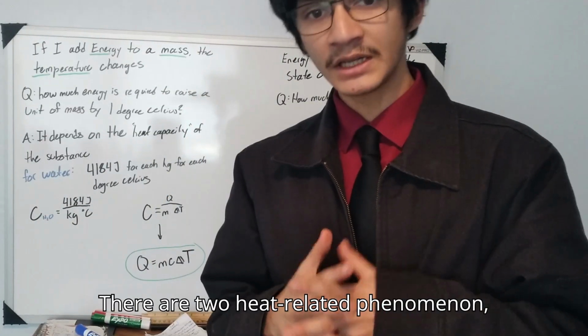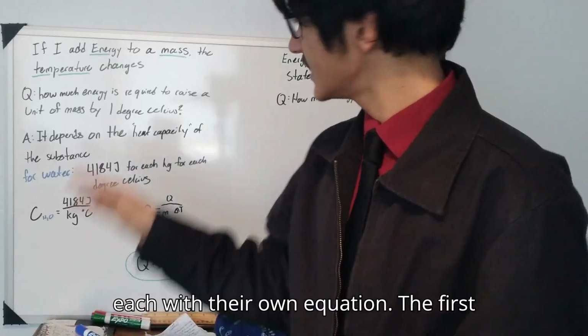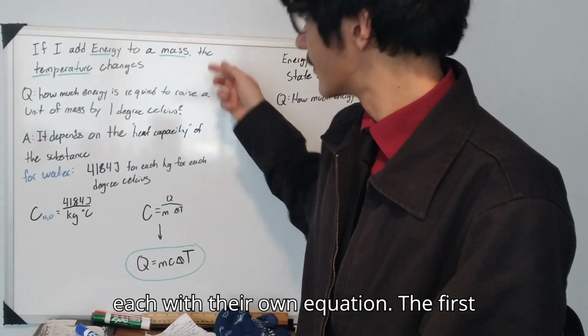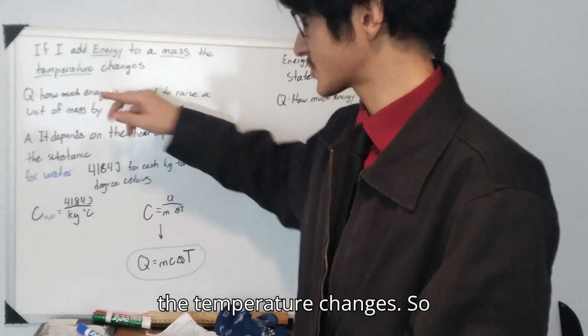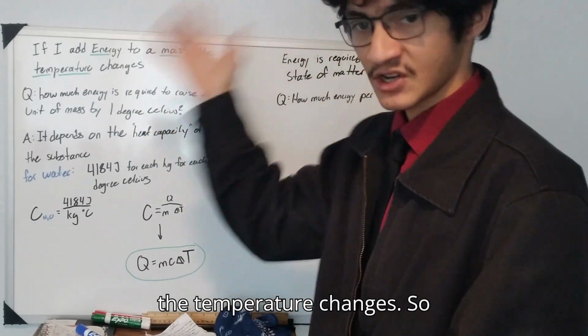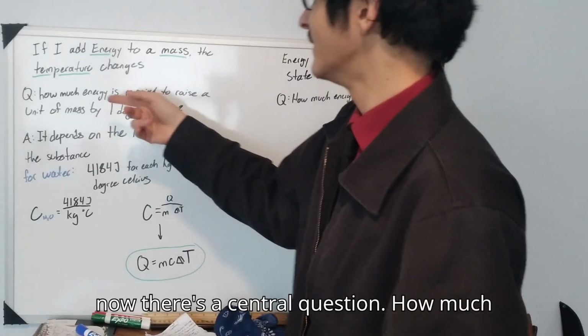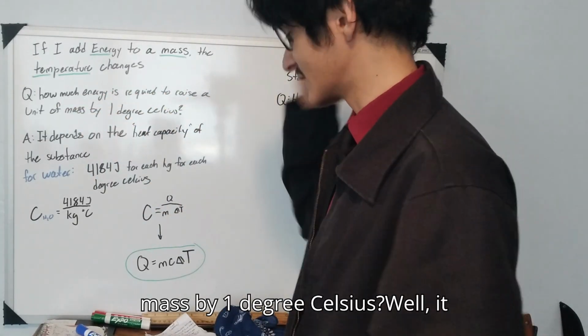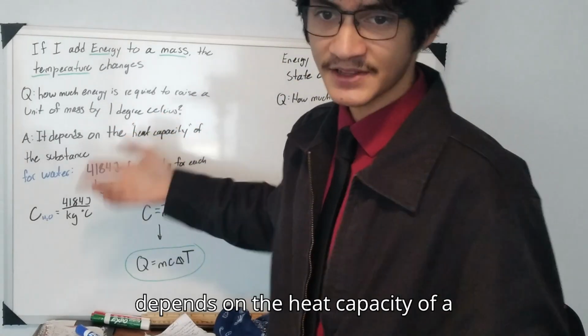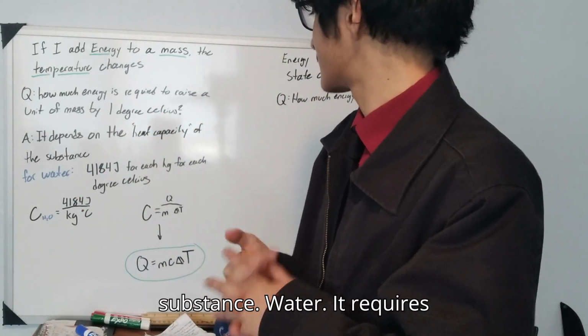There are two heat-related phenomena, each with their own equation. The first one is, if you add energy to a mass, the temperature changes. So now there's a central question. How much energy is required to raise a unit of mass by 1 degree Celsius? Well, it depends on the heat capacity of a substance.